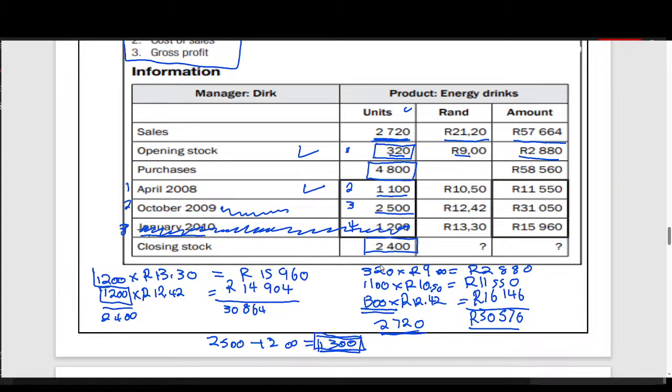Okay, then the last question, we must calculate the gross profit. How do we calculate the gross profit? Sales minus cost of sales.